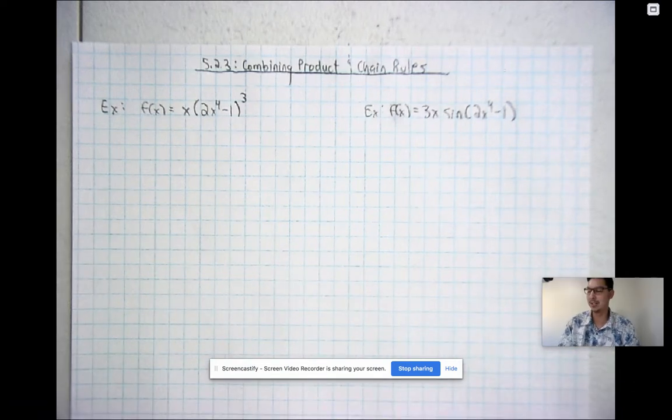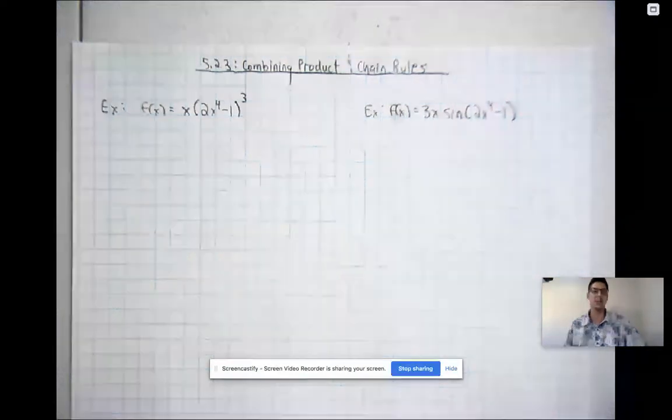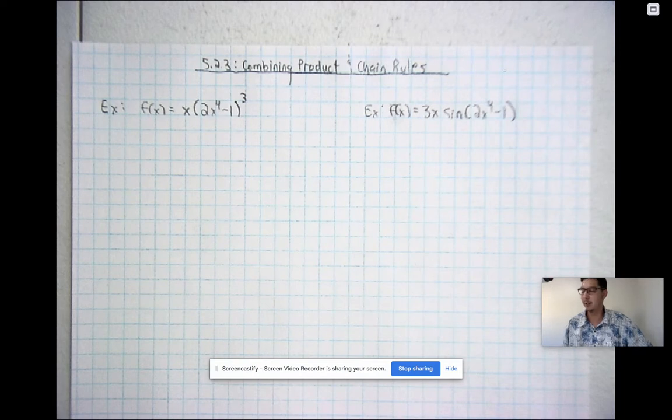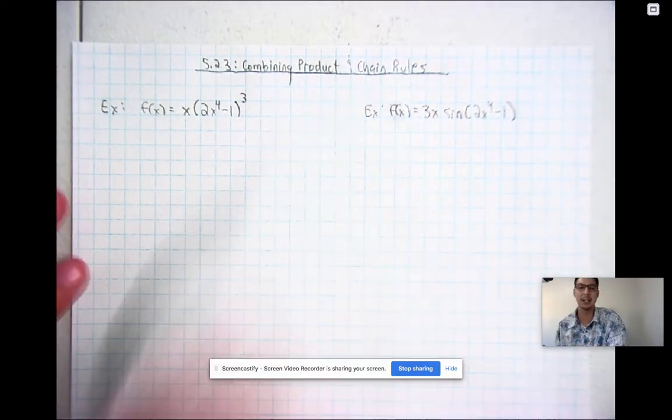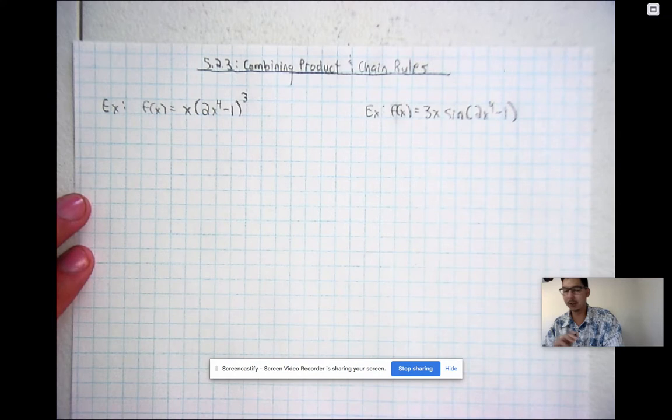I just looked within myself, and I think you should be too, because we just did the chain rule, and oh man, our brains are so full of knowledge because we also now know the product rule. And in this video, we're going to be combining both the product and the chain rules through these two examples so you can see how they look.